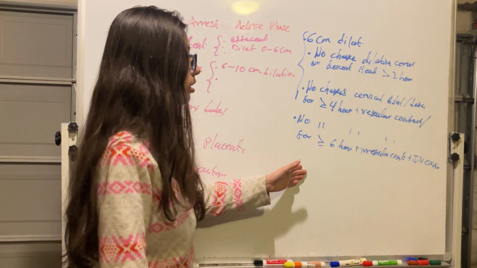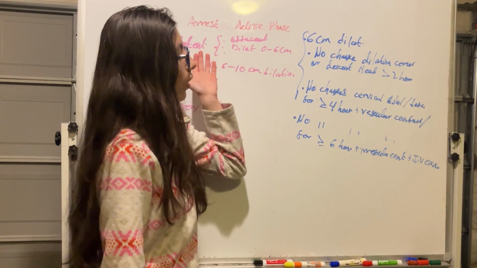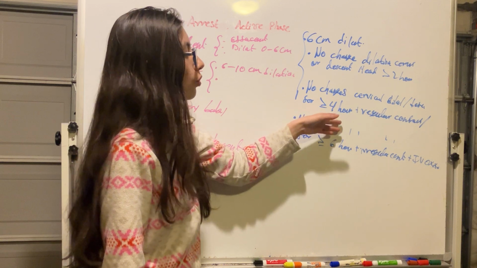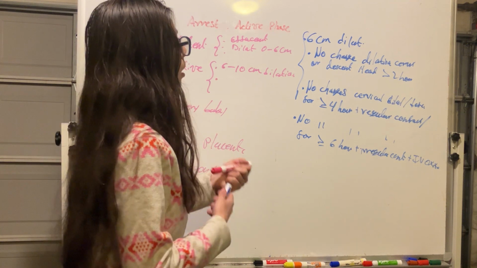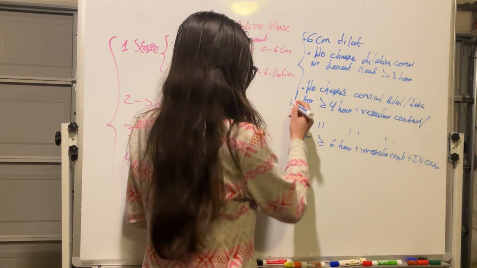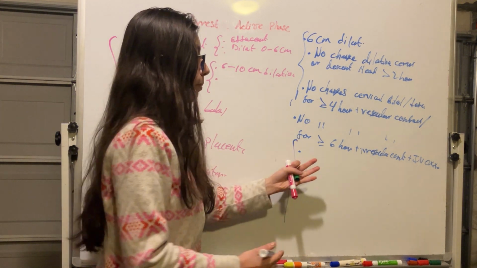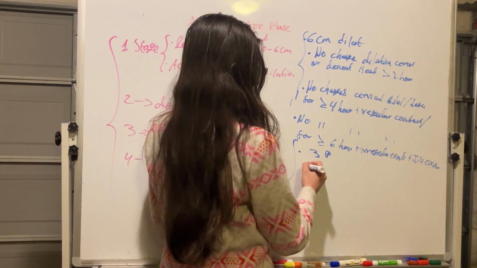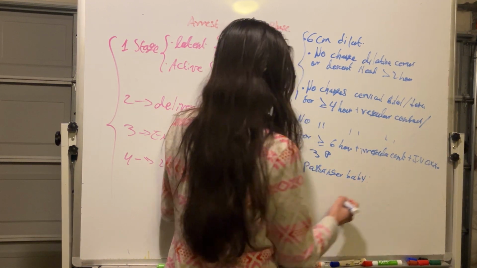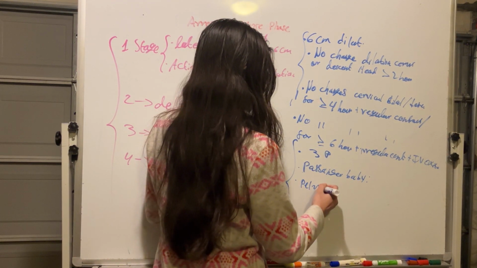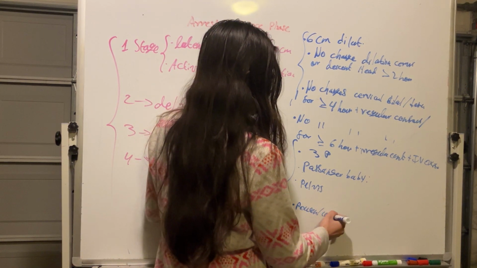So more than 6 hours with IV oxytocin because of irregular contractions, no changes, is arrest of active phase. More than 4 hours with no change with regular contractions is arrest of active phase. So this arrest of active phase could be because of, the mnemonic is the 3 P's. This could be because of the passenger, which is the baby, because of the pelvis, which is the mother, or because of the power, which refers to the contractions.